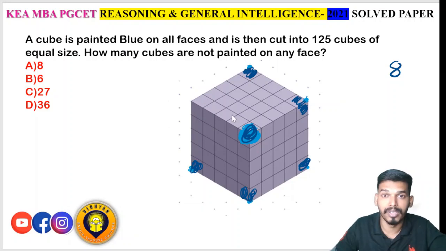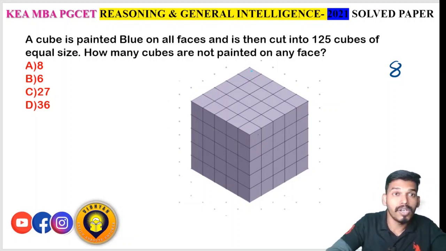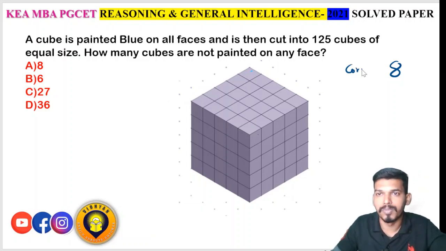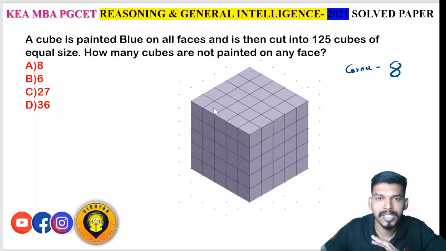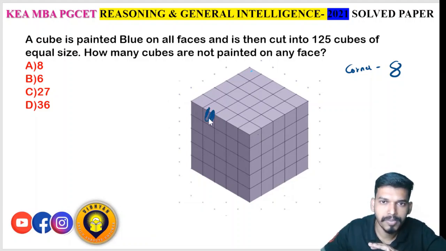Okay, which is colored one. 8 cubes colored. These 8 cubes are what? Corner cubes. This I can say corner cubes. Let us see the edges now. Leaving the corners, now let's look at the edges. So now this is one edge.